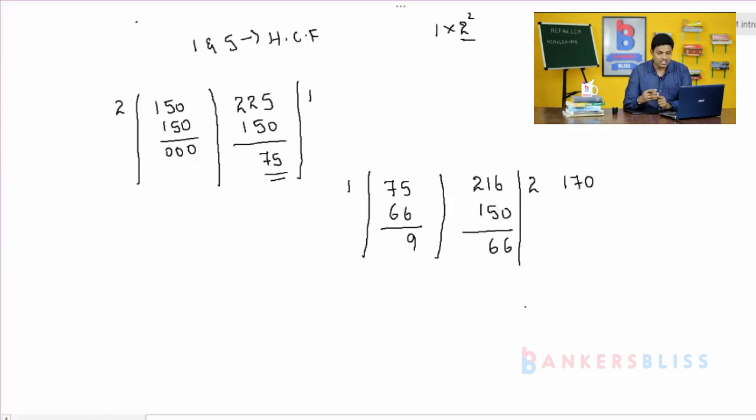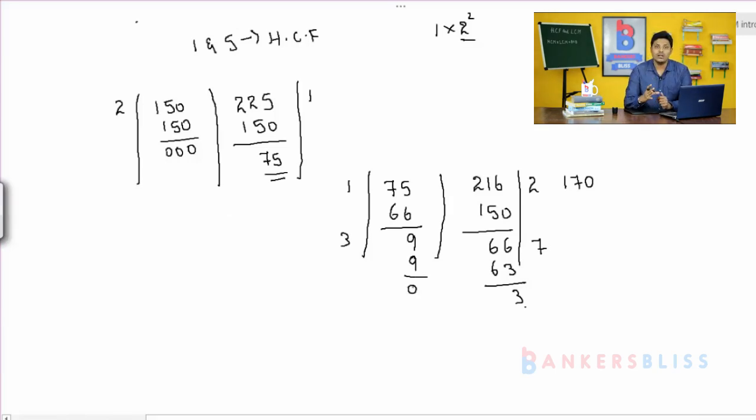So you divide 66 by 9. 9 5s are 45, 9 6s are 54, 9 7s are 63. So 7 times you can do. So 9 7s are 63, and the remainder is 3. Now which is the highest one, 9 or 3? 9 is the highest one. So you divide 9 by 3. 3 how many times? 3 3s are 9. So the remainder is 0.